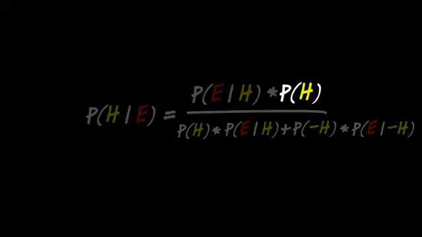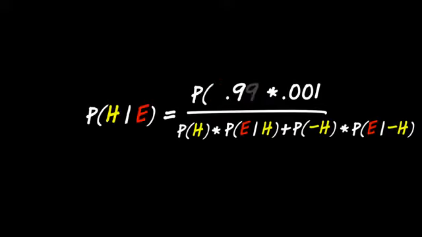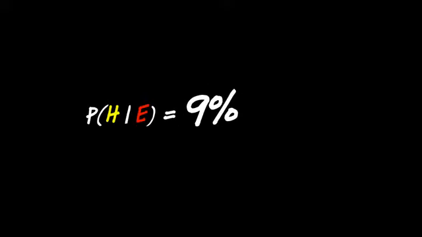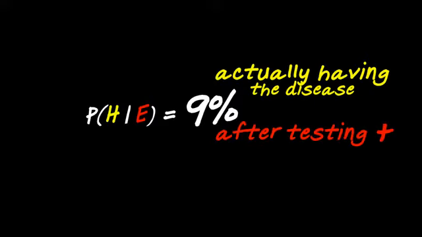The prior probability that a hypothesis is true is often the hardest part of this equation to figure out, and sometimes it's no better than a guess. But in this case, a reasonable starting point is the frequency of the disease in the population, so 0.1%. And if you plug in the rest of the numbers, you find that you have a 9% chance of actually having the disease after testing positive. Which is incredibly low if you think about it.